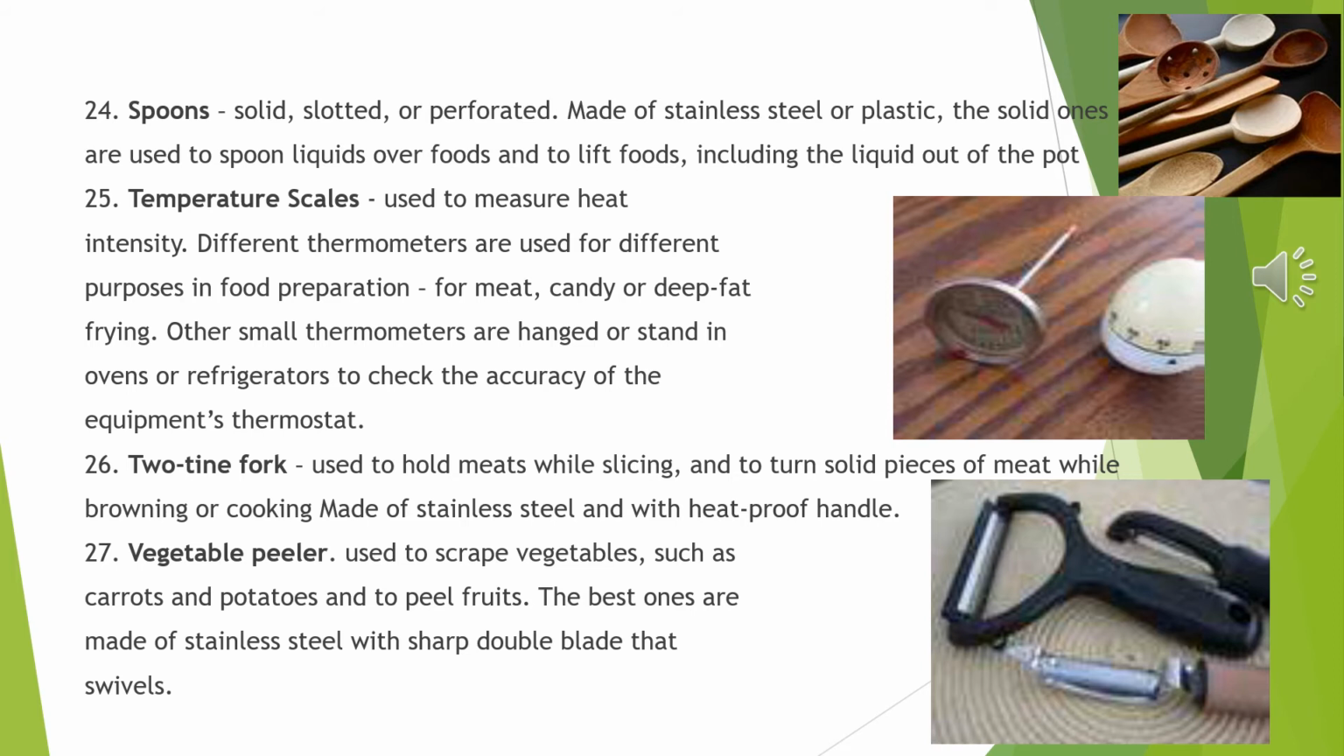And also we have two-tine fork, used to hold meat while slicing and to turn solid pieces of meat while browning or cooking, made of stainless steel and with heat-proof handle. And also we have vegetable peeler, used to scrape vegetables such as carrots and potatoes and to peel fruits. The best ones are made of stainless steel with sharp double blade that swivels.